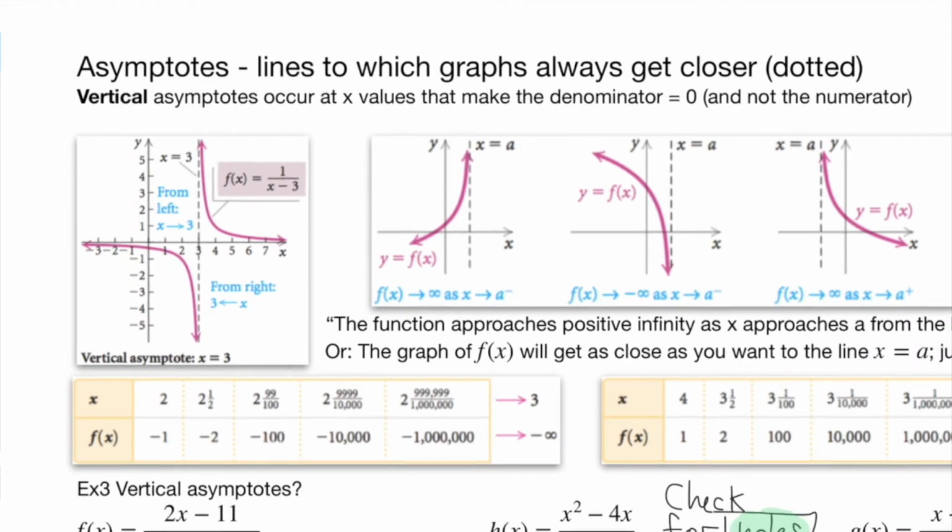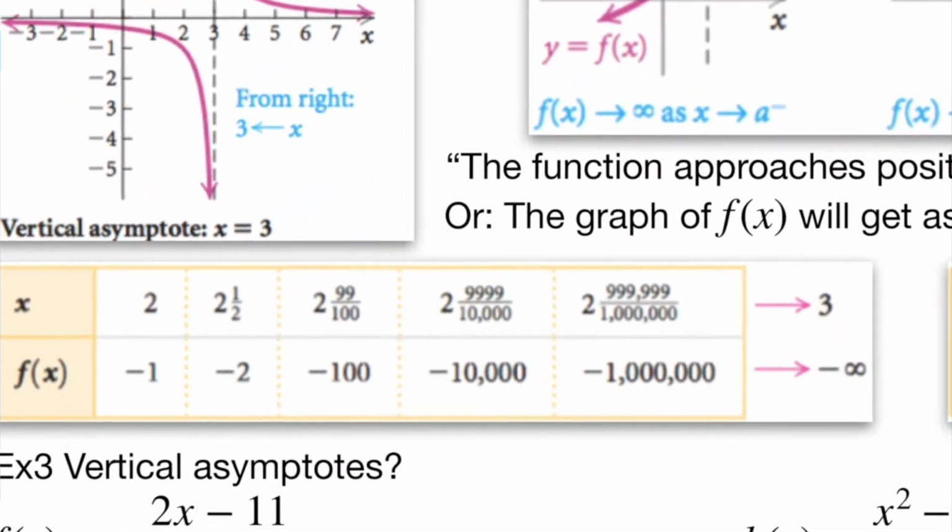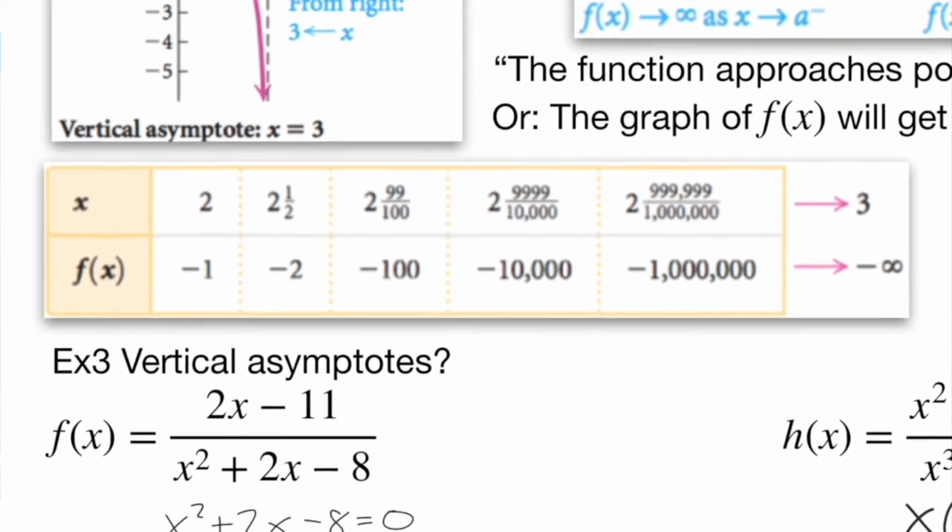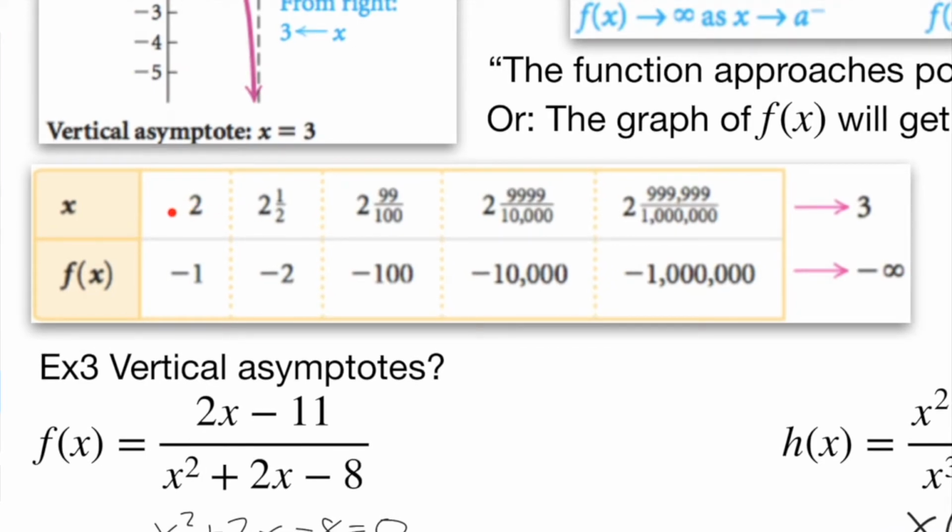I've shown you lots of graphs, but here's what that looks like as a numerical table. As x approaches 3, you can see we're starting at 2, then 2.5, then 2.99, then 2.9999, then 2.999999. You're getting closer and closer to 3, and as you do that, you're plugging these numbers into the function. You're substituting them in for x and evaluating them, and you see they get incredibly negative. This is approaching negative infinity because you can get really, really large negative numbers by getting really close to 3.